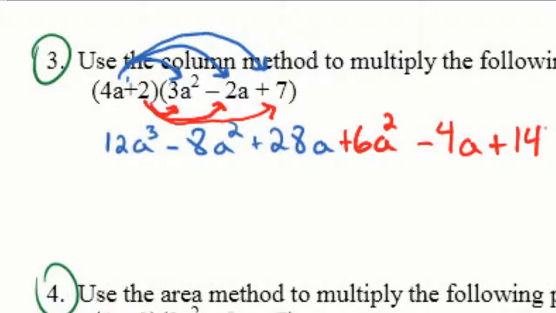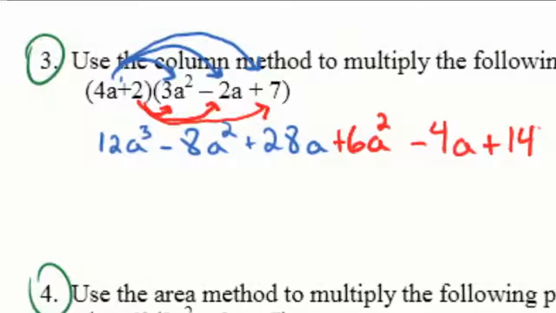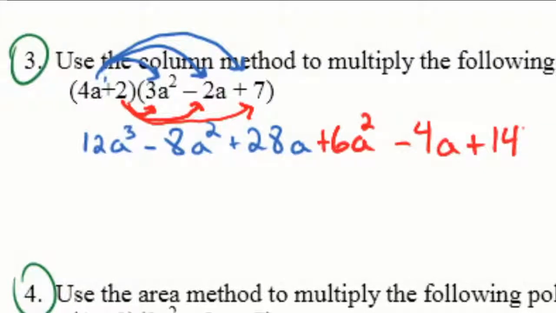So I've now multiplied the first term, the 4a, by everything in the second bracket. I've also multiplied the 2 by everything in the second bracket. So essentially I've made sure everything was multiplied by everything, and that's kind of how we want to do these types of things. At this point I want to combine any like terms I have, so I need to figure out what's the same.